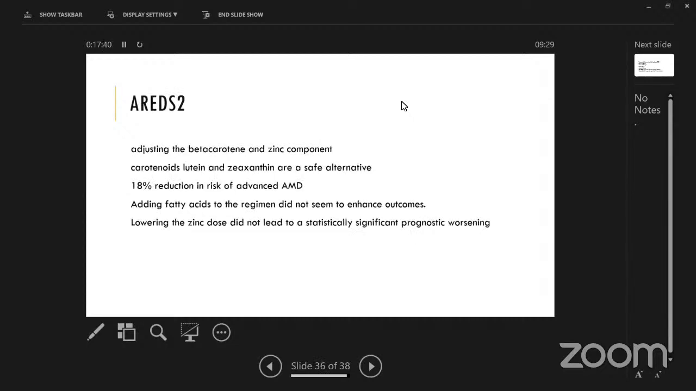So AREDS2 was conducted, and they corrected the previous dose by adjusting the beta-carotene and zinc components. Carotenoids like lutein and zeaxanthin were a safe alternative. Then an 18% reduction in risk of advanced AMD was seen. Lowering the zinc dose did not lead to a statistically significant prognostic worsening.